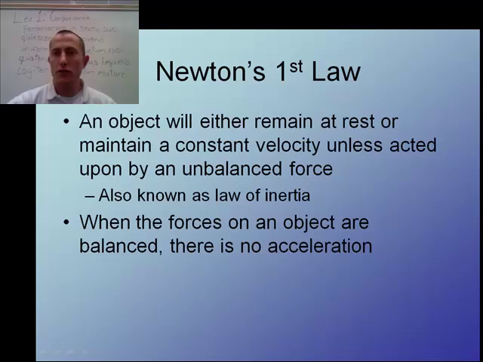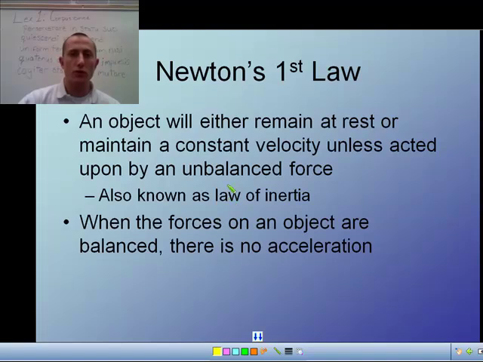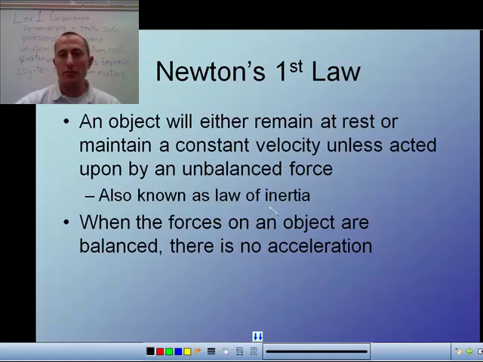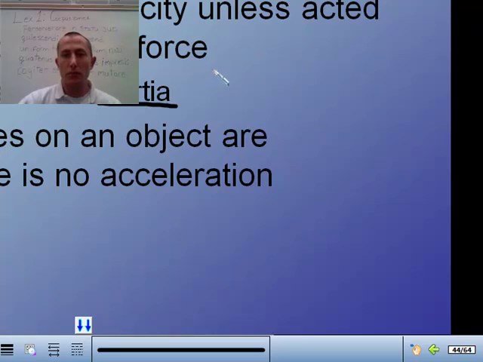Okay, so now let's get into the actual Newton's laws. We'll start with Newton's first law. Newton's first law deals with situations in which the forces are balanced. And it says that an object will either remain at rest or maintain a constant velocity until acted upon by an unbalanced force. And this is also known as the law of inertia. And inertia is another term that we're going to need to know. And inertia is the tendency of an object to resist change in motion.